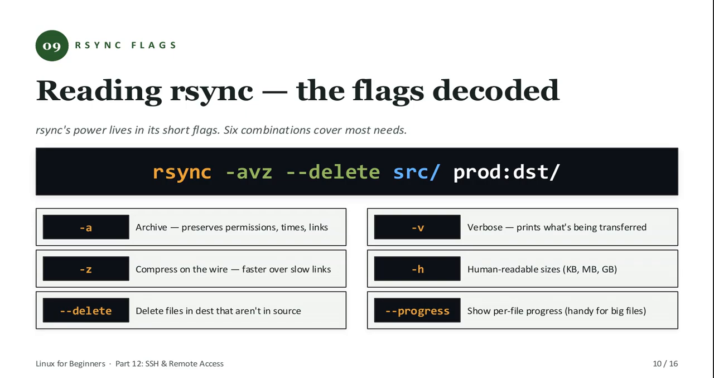Add --delete when you want the destination to be a true mirror. Files removed from the source disappear on the other side too. And for big transfers, -h and --progress turn the output into something a human can actually read while it runs.